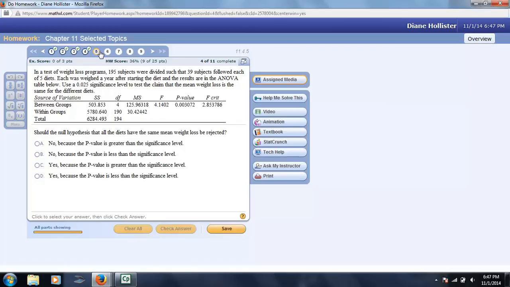Number 5 is similar. In this particular case, the p-value comes out to be significantly smaller than the significance level. So we reject H0, because the p-value is significantly less than that level. That would mean, in this particular case, that at least one of those diets had a significantly different mean weight loss than the other ones. At least one of them is significantly different, and you'd have to run some other tests to determine where exactly that difference is.